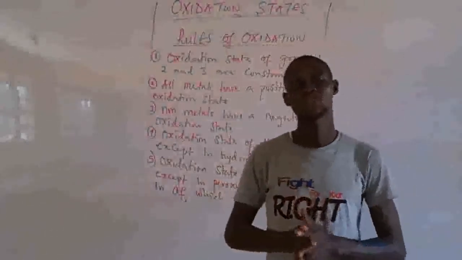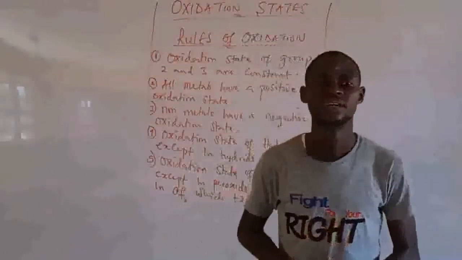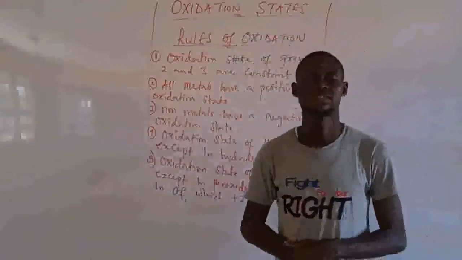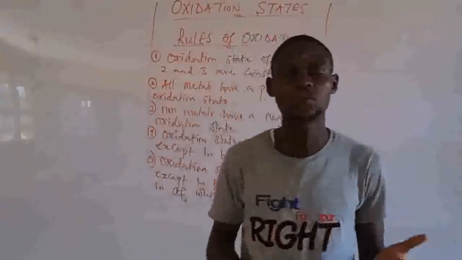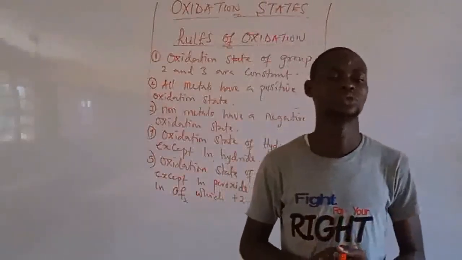In my previous episode, we took a look at how to write chemical formulas. Today we are going to be looking at oxidation states. How do we find the oxidation states of some elements in a compound?